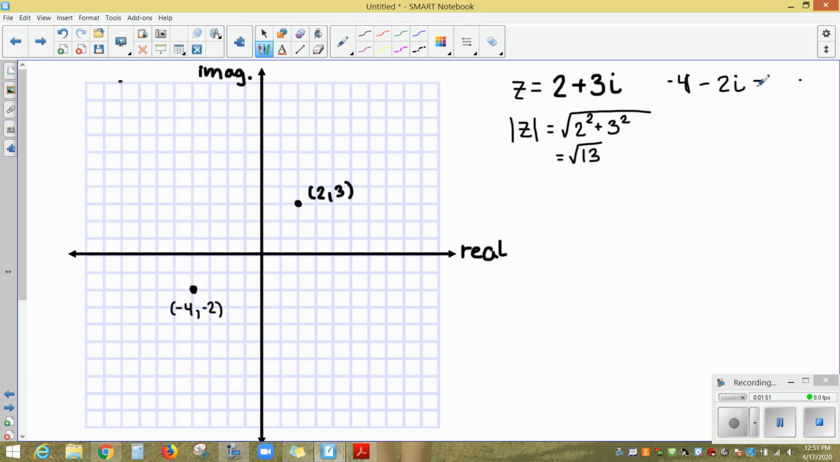If we call this other one a, the absolute value of a is going to be the square root of negative 4 squared plus negative 2 squared. And when we square negative numbers, we get positive values. So the absolute value of negative 4 minus 2i is 2 times the square root of 5.